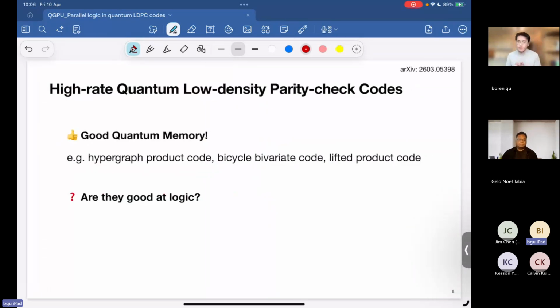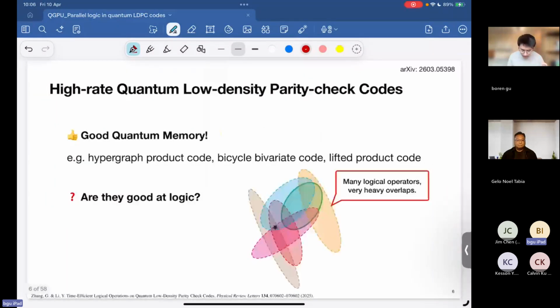Maybe you are familiar with the lifted product code as the first asymptotically good quantum low-density parity-check code. But the problem is, are they really good at logic? For surface codes, we can easily perform logical operations via, for example, lattice surgery, or even do logical operations transversally. But when it comes to high-rate quantum LDPC codes, things are very different.